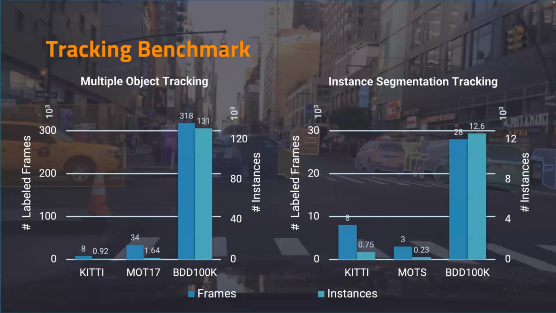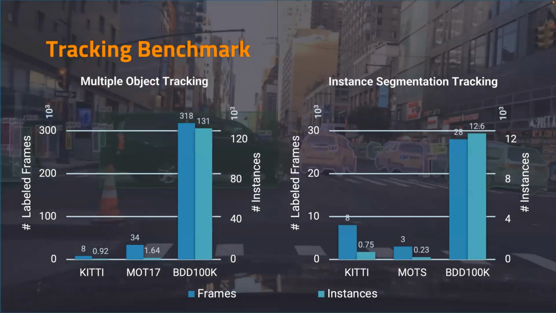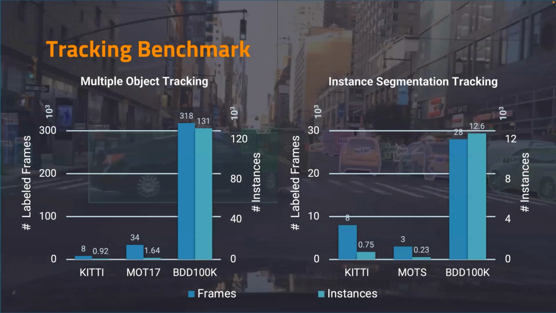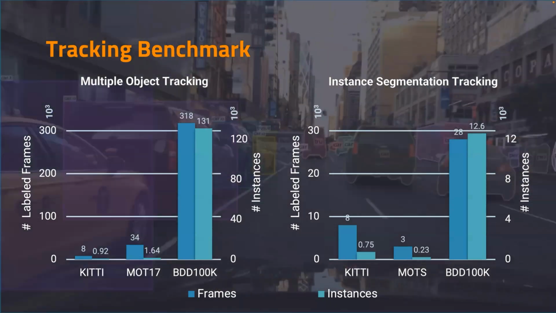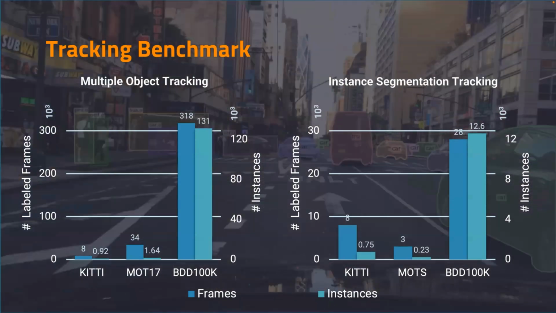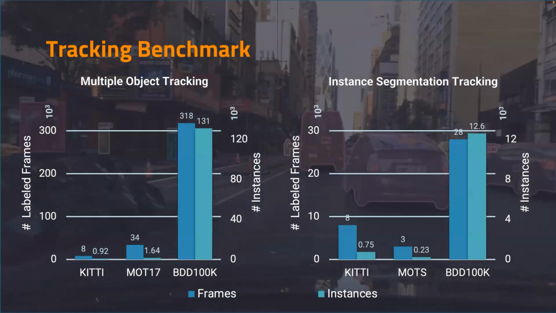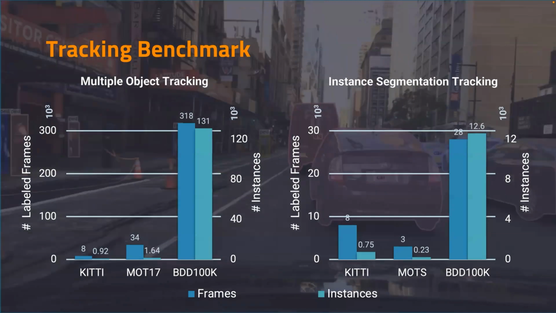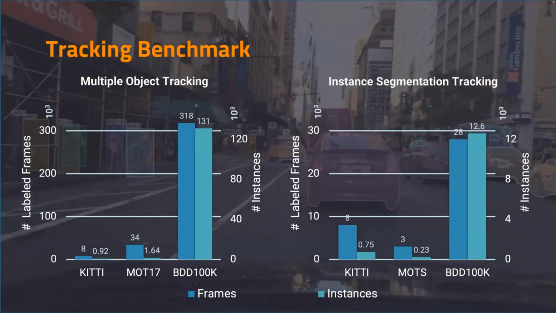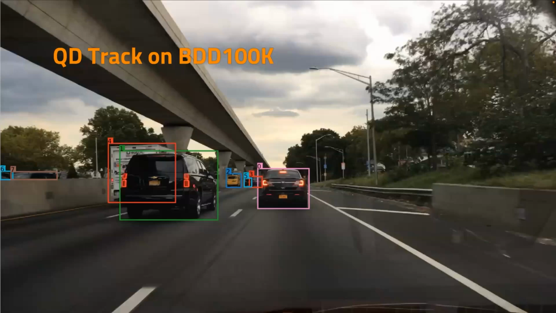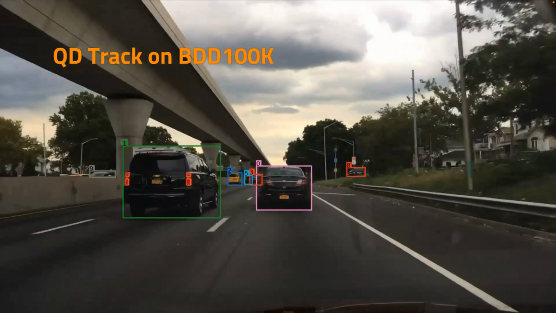In particular, we use the dataset to construct a new benchmark on object tracking and segmentation tracking. You can see that it depends on how you measure the dataset scale, but it's usually one order of magnitude bigger than the existing tracking datasets. So combining our simple tracking method with the large scale data, we can actually achieve very performant object tracking results.